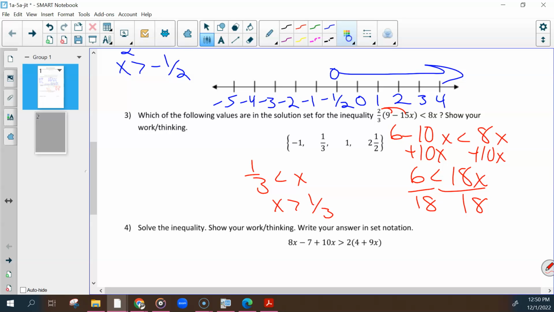Would negative 1 work? Negative 1 greater than 1/3? No. Would 1/3 work? No, because it's not equal to. Would 1 work? That's 2.5. Yep. So this is kind of like what I said the other day. Use other numbers around it to check and see, are you going in the right direction?